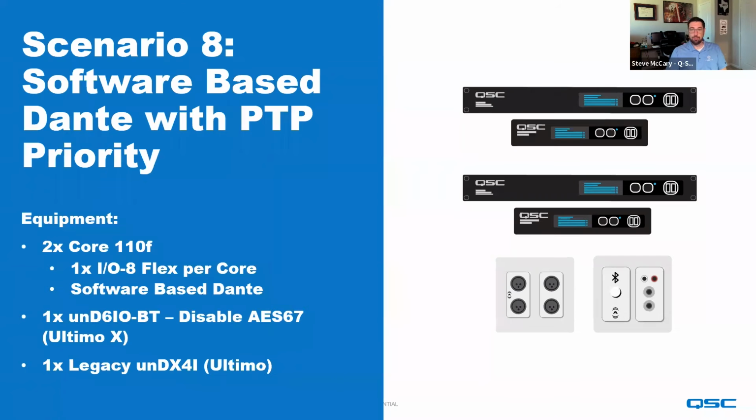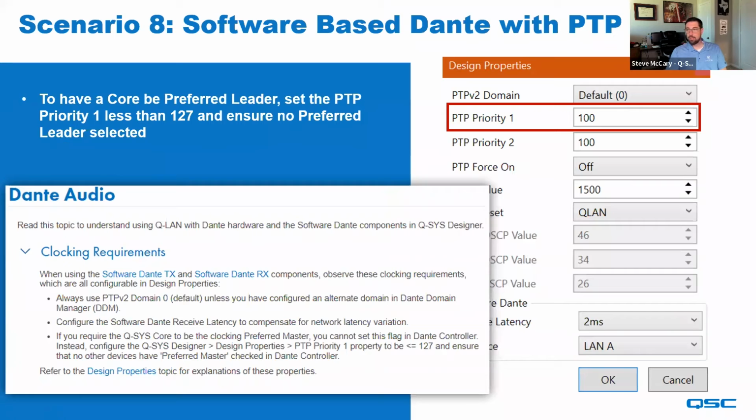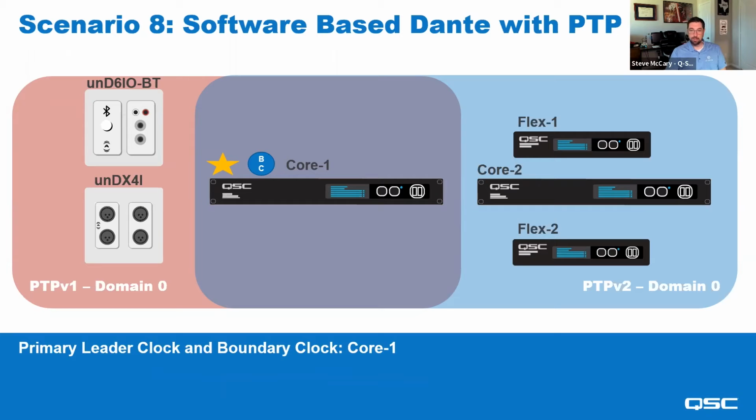So let's go through another scenario again with our Dante, only this time we're going to change the priority one and make sure that our core is now the center of our universe. In this scenario, we have taken the 6 IOBT out of AES67 mode. We have put it back into Dante mode along with the DX4I. The core is our boundary clock and our clock leader, and everything else exists over in our Q-LAN domain over on the side.